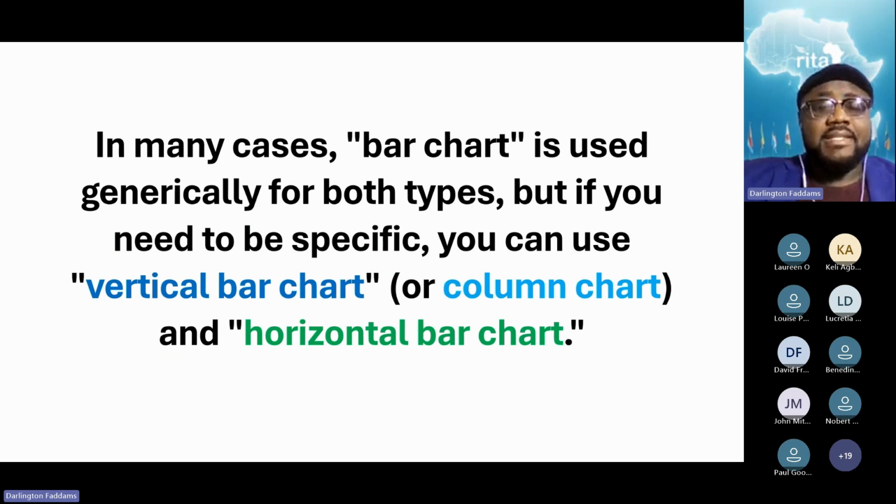Now, in many cases, bar chart is used generally for both terms. But if you need to be specific, you can use vertical bar chart. So sometimes you can also add vertical or horizontal to it. But then, as professionals, now we call that column chart. So when we refer to column charts, we are talking about the vertical ones. And when we say bar chart, we are talking about the horizontal one.